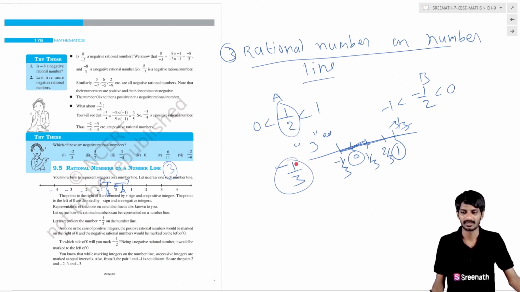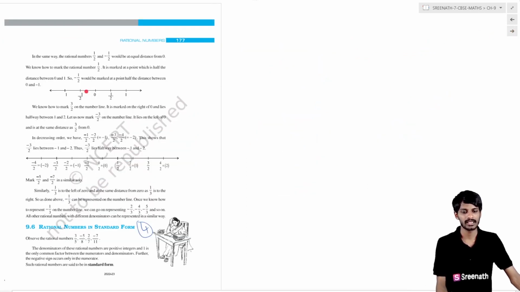Okay, students, in this way you can represent rational numbers on a number line. Here is minus 1 by 2, here is 1 by 2, and if you take 3 by 2, where will it be? 3 by 2 is between 1 and 2. Now with 0, 1, 2 marked, where is 3 by 2?